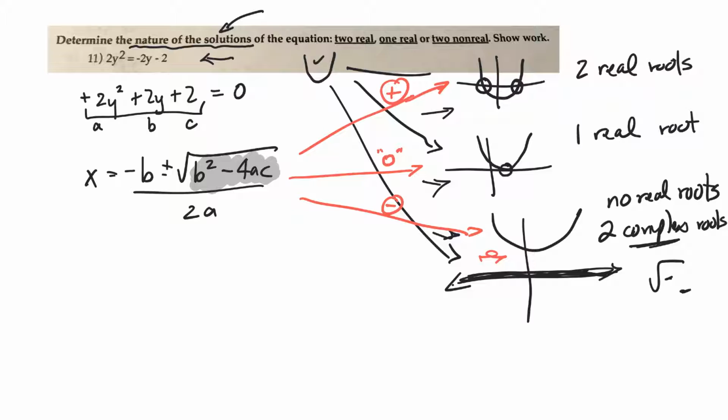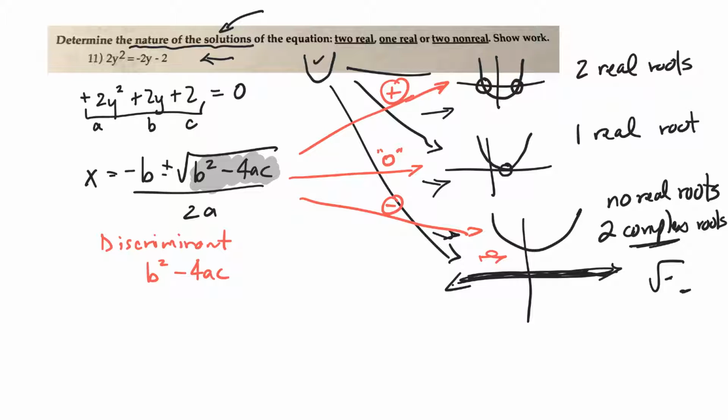Okay, so really I can just use this thing here, and it's called the discriminant. So the discriminant is just that portion underneath the square root sign. Okay, so let's see what it is.